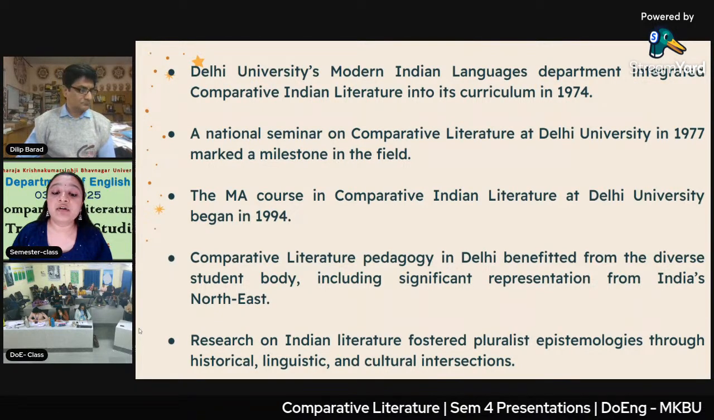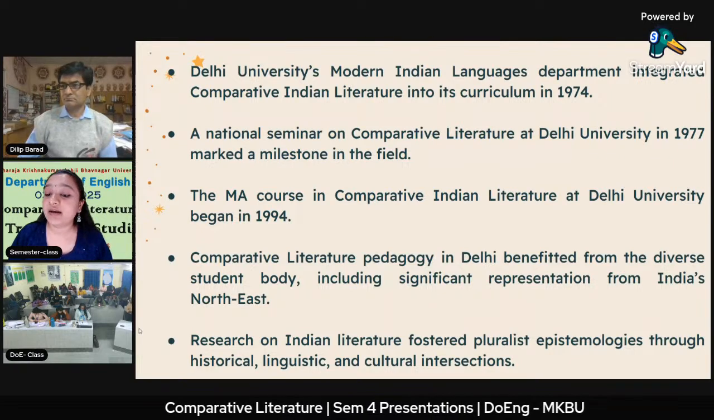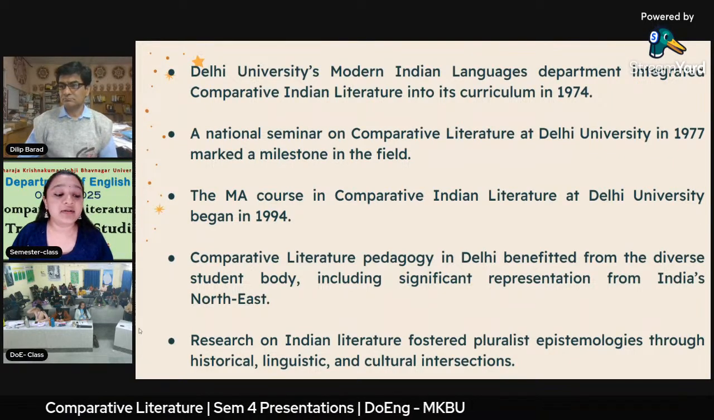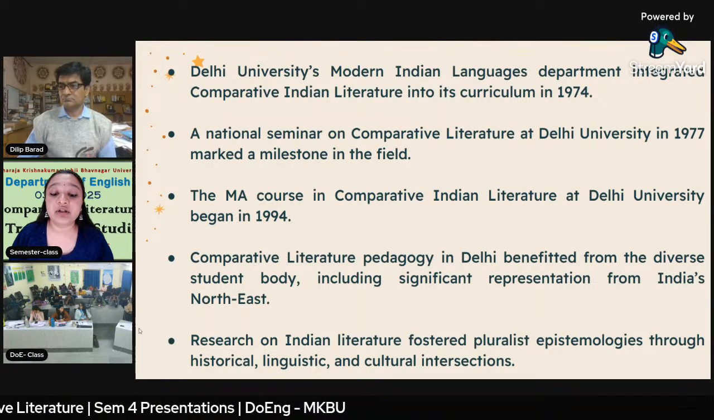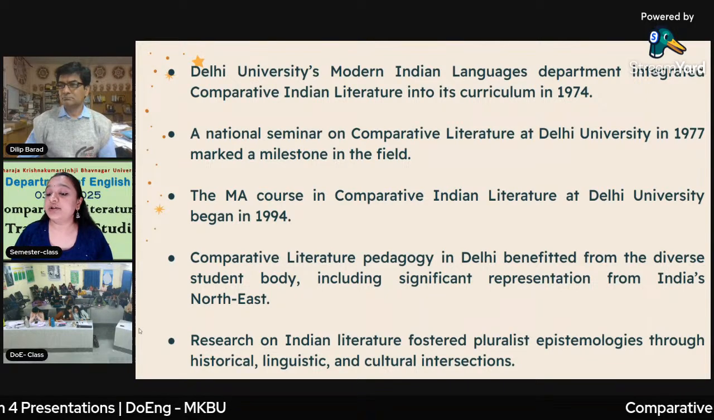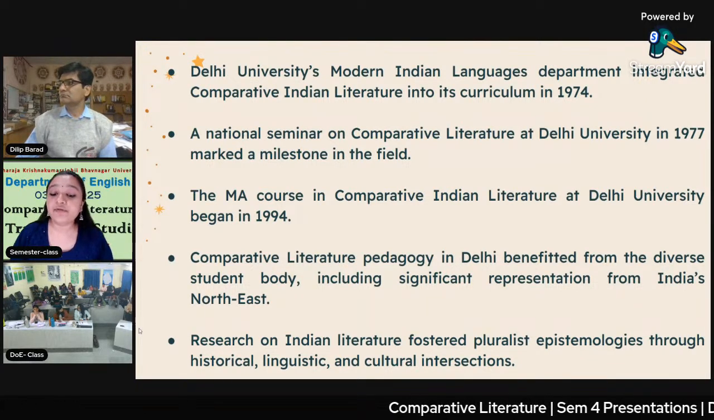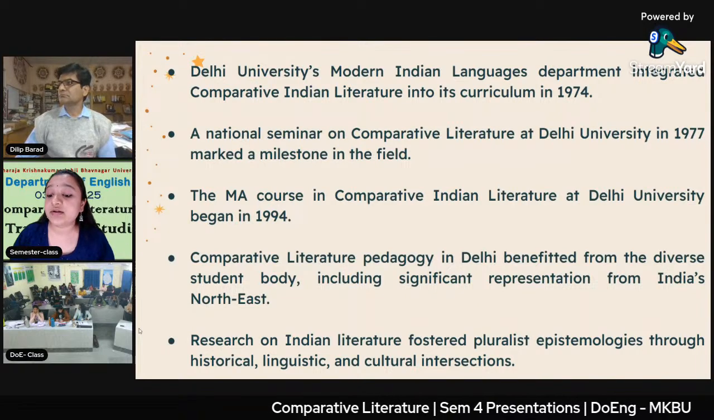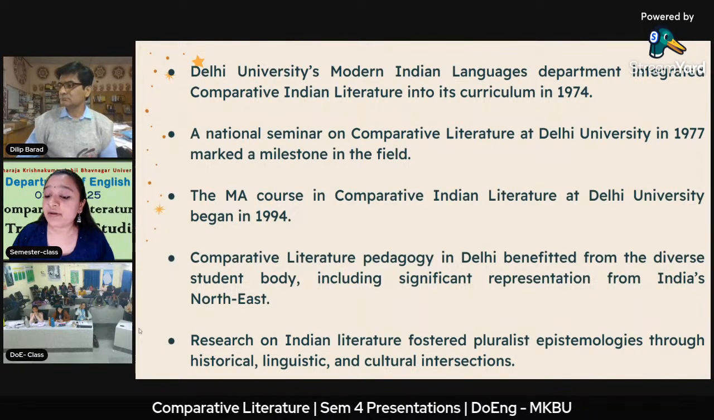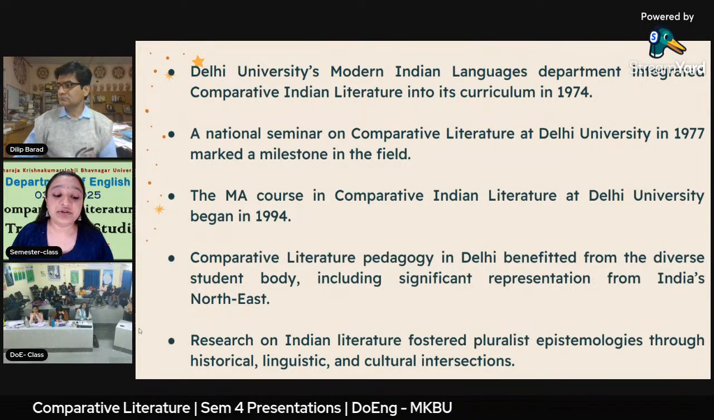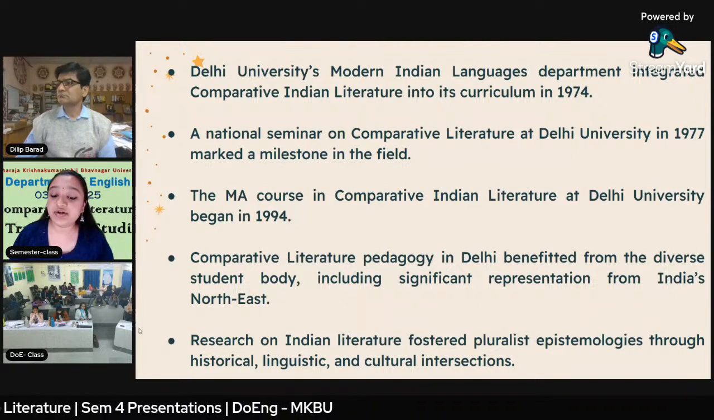Comparative literature pedagogy in Delhi benefited from the diverse student body, which included significant representation from India's northeast. Research on Indian literature fostered pluralist epistemologies through historical, linguistic, and cultural intersection.